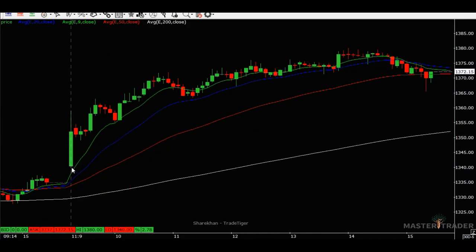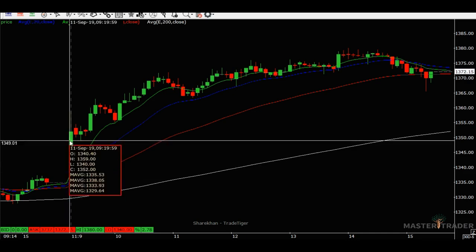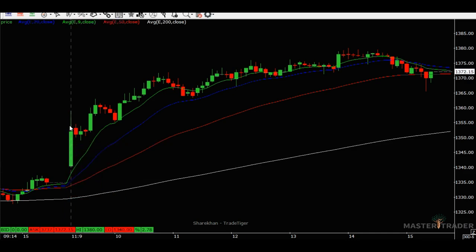This is IndusInd Bank 5 minute, nice opening, huge green candle. Price is still going up, and now it starts to pull back, touches the 9 EMA. See how it just touches it and bounces, and we get our bullish engulfing pattern here. You enter above the high, put your stop loss below the low there, and you can simply book your profits.